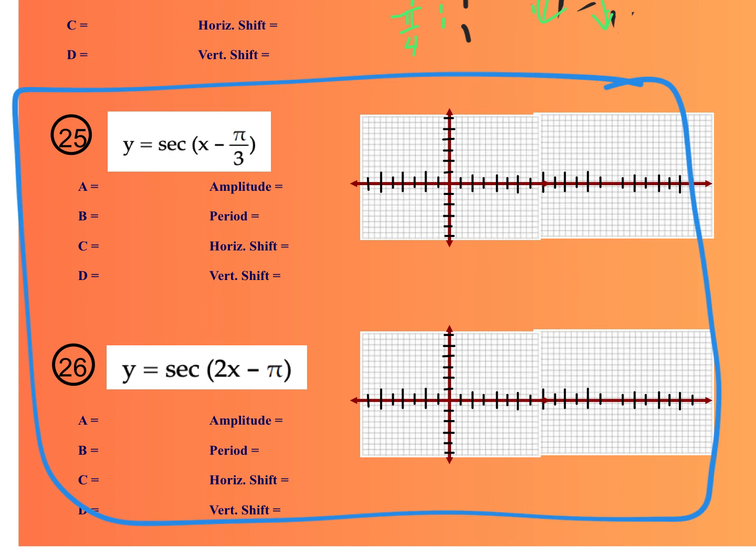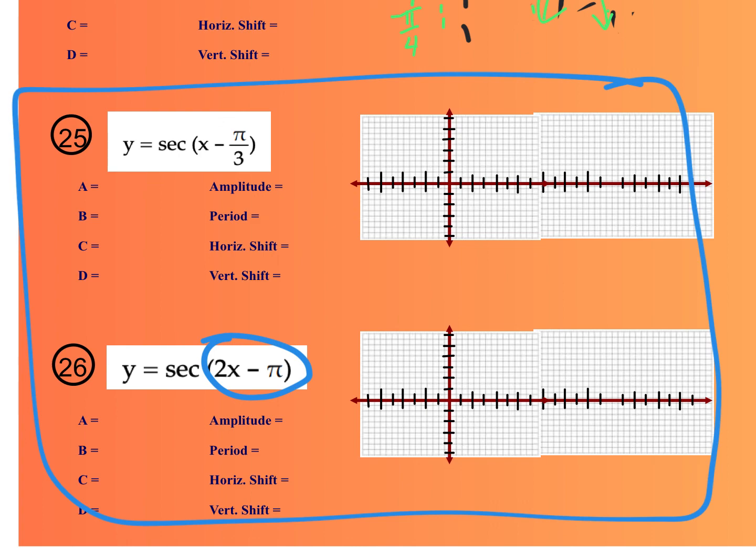They start with secant, which really means you'll start graphing... Which one goes with secant? Say it louder. Say it like you mean it. Cosine. Cosine. Good. You start by graphing cosine. And this one, if you can factor it, you should.